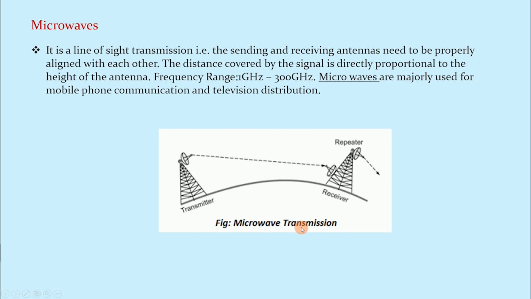Here is the microwave transmission. You can see here is transmitter, here is receiver. So here are two antennas and they must be able to see each other. In short, or we can say they must be in a line of sight as mentioned here. So we can clearly see visibility is there from here to here. So this is microwave transmission.